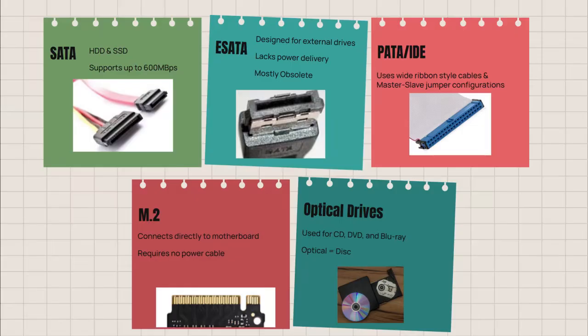M.2 drives connect directly to the motherboard and require no power cable. eSATA was designed for external drives, but lacked power delivery and is mostly obsolete now. IDE, also called PATA, used wide ribbon cables and master-slave jumper configurations. It has been fully replaced by SATA. You also have optical drives, which support CD, DVD, and Blu-ray. They still use SATA and appear in enterprise and archival systems.